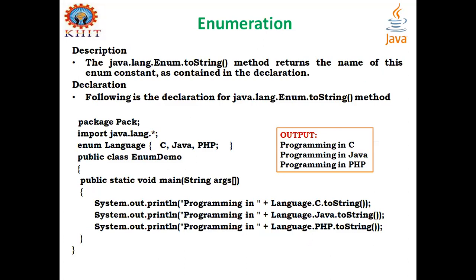So here is a simple example of an enumeration. It creates one enumeration called Language that contains three languages. By importing java.lang, the Enum class is imported into our classes, and we can use those enumerations in our program design.